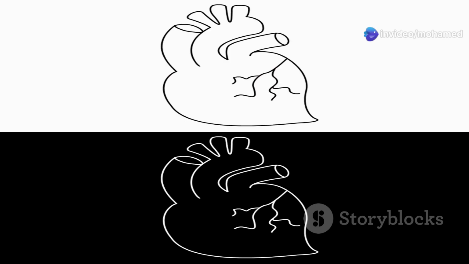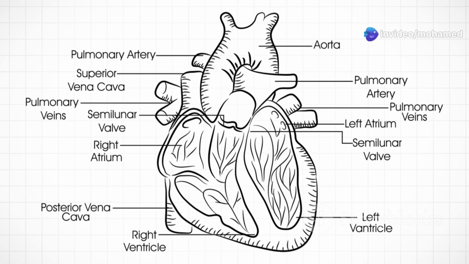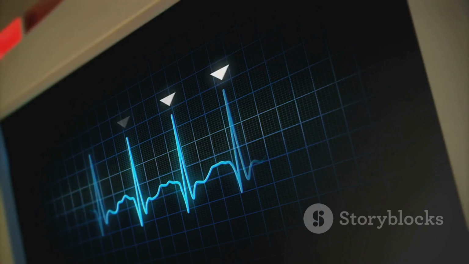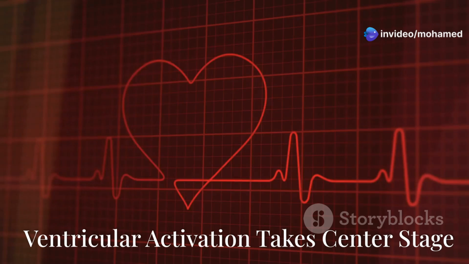This contraction pushes blood into the ventricles. The ventricles are the heart's lower chambers. A normal P wave should be upright and precede the QRS complex. Any abnormalities in the P wave can indicate atrial fibrillation or other atrial arrhythmias.